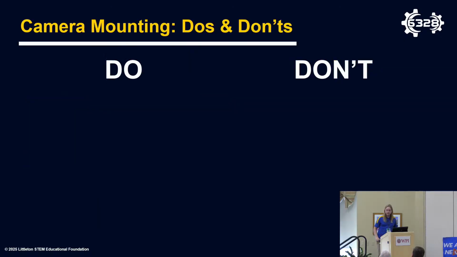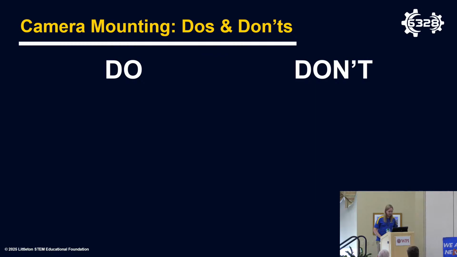Okay, so in building a vision system, what better place to start than cameras? This is one of the trickier aspects of vision because it is so dependent on the game and the robot. But here are a few bits of advice that apply in most cases, and I'll show an example on a 6328 robot in a moment.